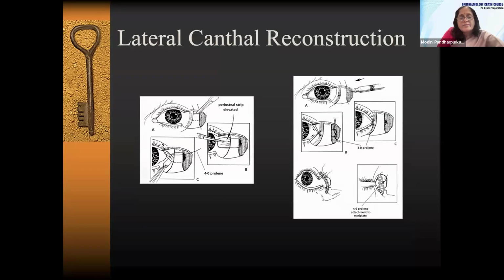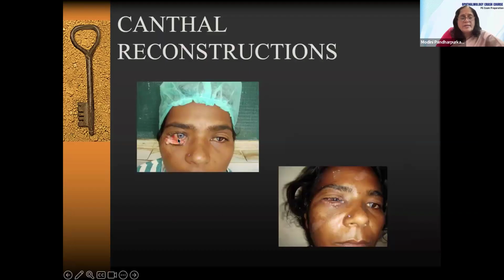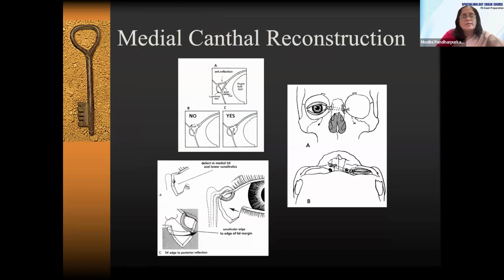Then lateral canthal reconstructions, as we said, are very important. This lady had a total loss, because you need that, it's a fulcrum on which the lid acts, opens and closes and forms the creases, and very necessary not just for cosmesis but for spreading of the tear film. Functionality always first, cosmesis always second, last but not the least. Medial canthal reconstructions are very important.